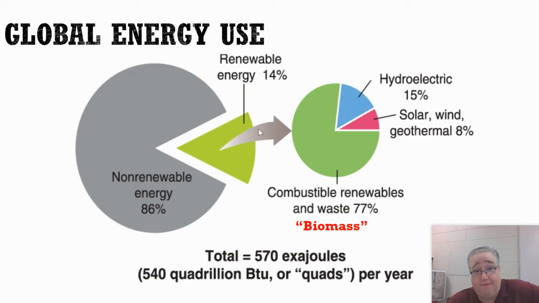77% of that 14% is what we call combustible renewables, otherwise known as biomass, which is what we're going to talk about today: biomass and biofuels. 15% of it is hydroelectric, and then only 8% of it is solar, wind, and geothermal. So again, of this 14% of the pie, it kind of breaks down this way.